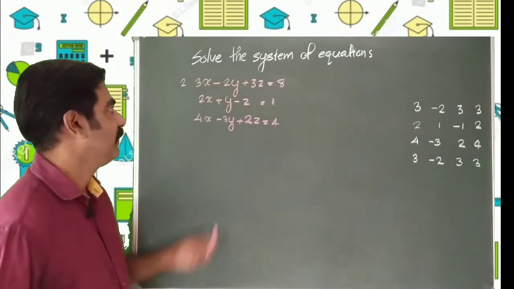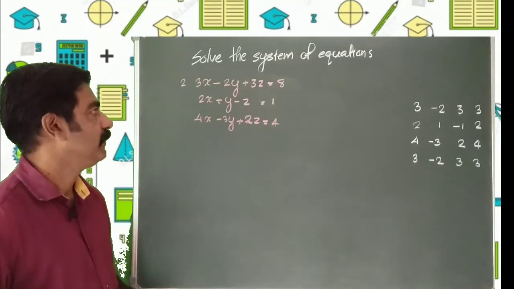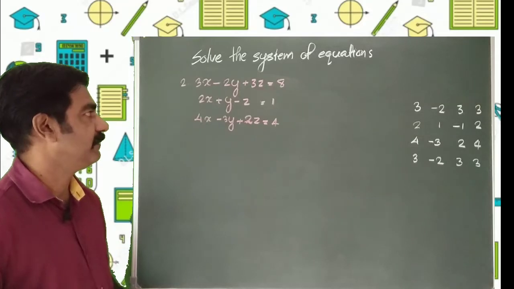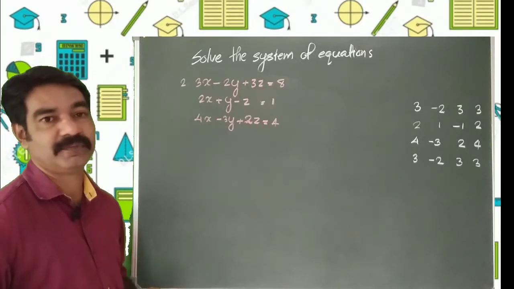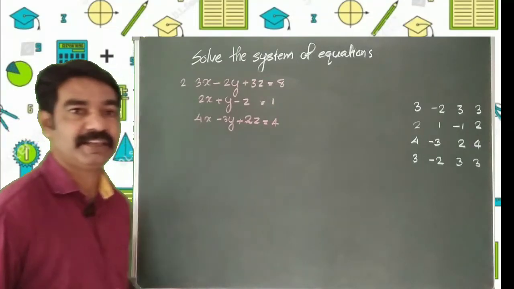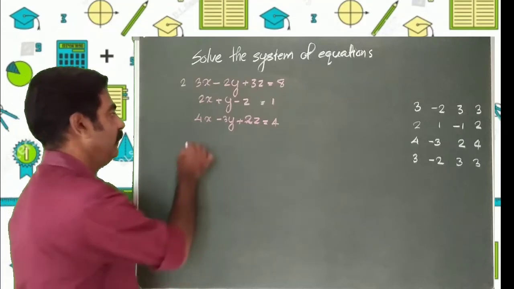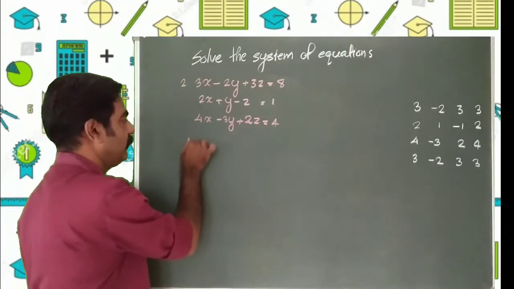Now, the second question: 3x minus 2y plus 3z is equal to 8, 2x plus y minus z is equal to 1, 4x minus 3y plus 2z is equal to 4. Here x, y, z are the 3 variables and 3 equations are given. We have to solve it. So this equation we can write in the form of AX is equal to B. So first we form the matrix A.